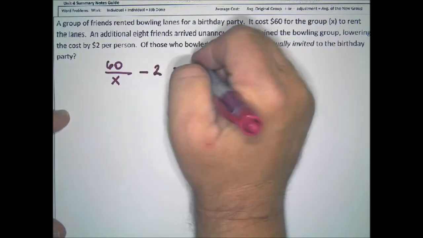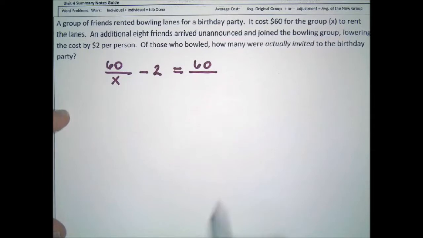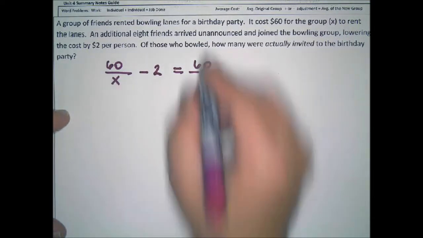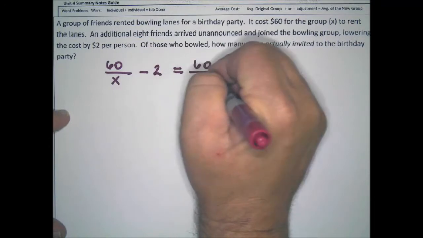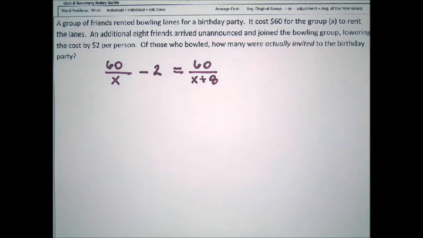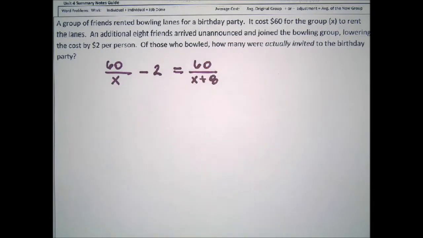So it's still $60. The bowling alley didn't change what they were charging them, but now there are 8 more friends than the initial size of the group, so the denominator is x plus 8. So the whole problem revolves around this equation right here. Now the next thing I would do is a little trick right here. Notice 60 and 2 and 60 are all divisible by 2.